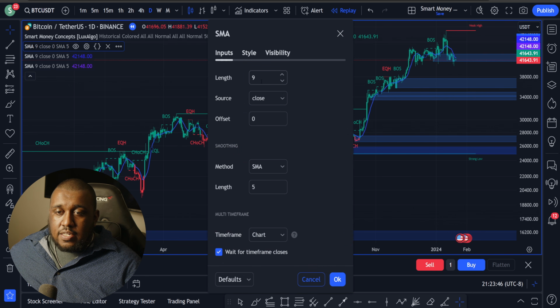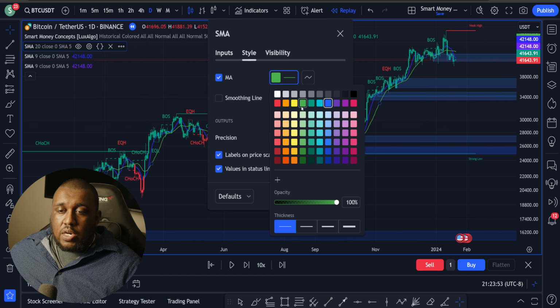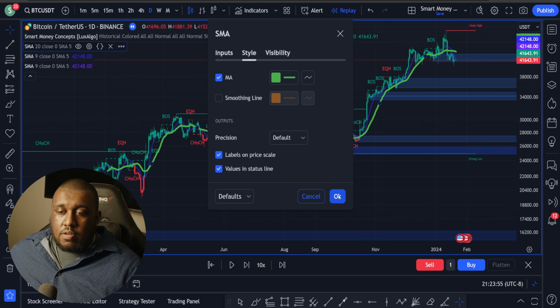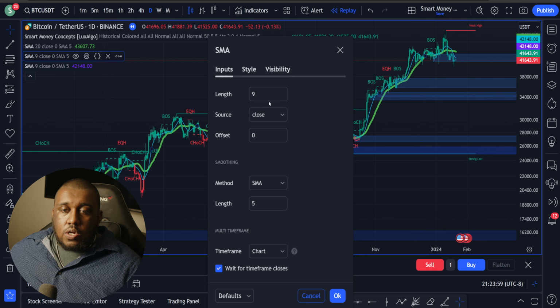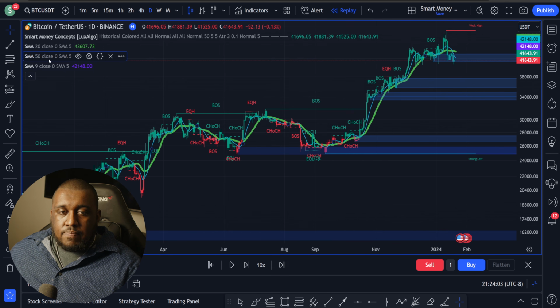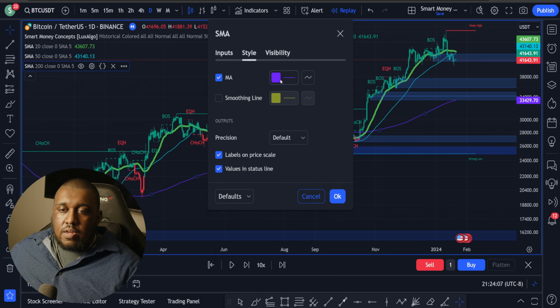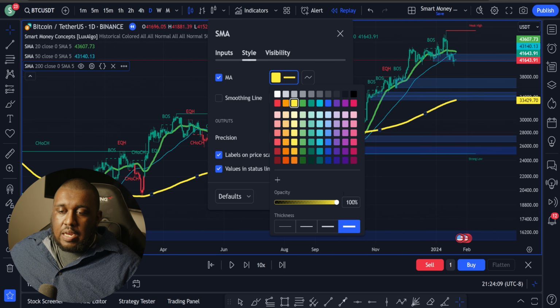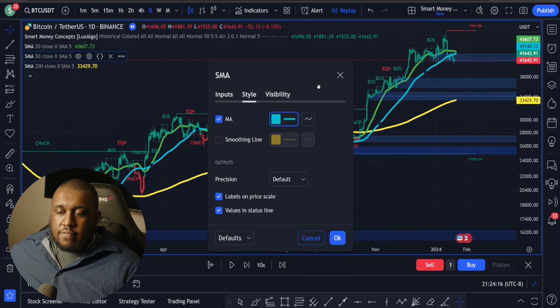Go over here to settings. Let's change this to 20. Source, close. Nothing else has to be changed. Style, we're going to make it green and thick. Okay. Next one, we're going to go over here and do a nice little baby blue. Go over here to input, 50. Everything is going to stay exactly the same. Last one is, of course, going to be a 200. Style, yellow, and we're going to make it thick. And just like that, we have our bases. This one, for whatever reason, didn't go thick, but I can fix that very fast.